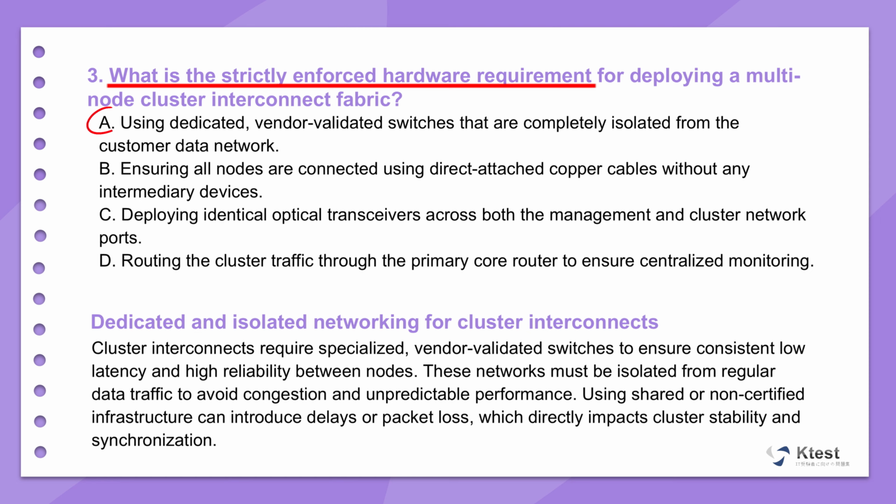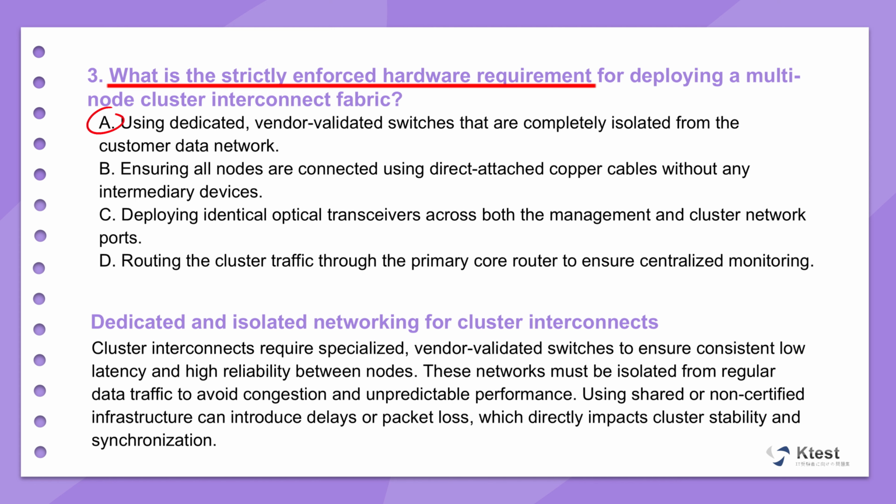So A is the correct answer. Because if someone decides to, say, download a massive file on the main corporate network, you don't want that congestion choking the storage nodes when they are trying to synchronize a critical failover. Exactly. Let's look at why B is wrong.